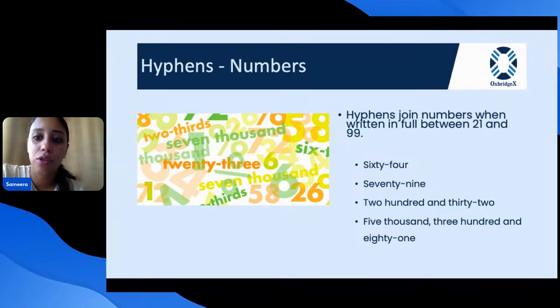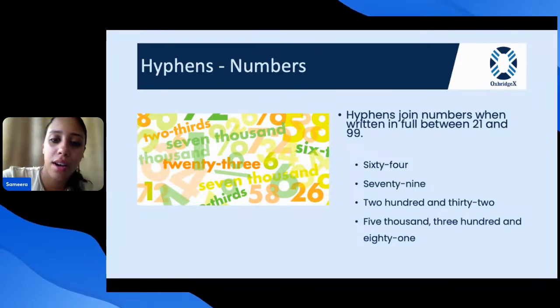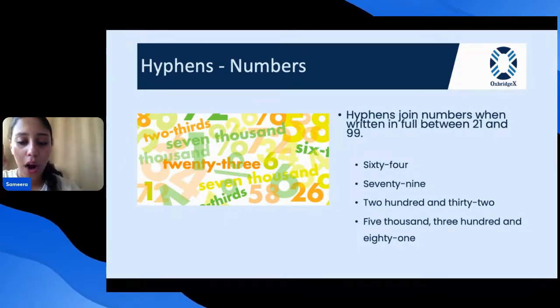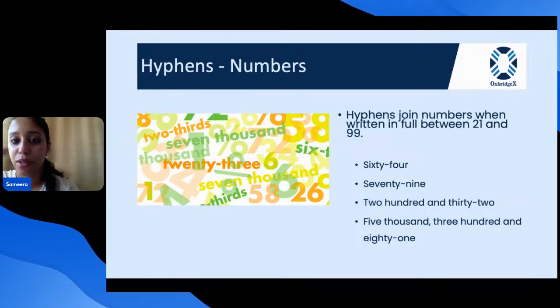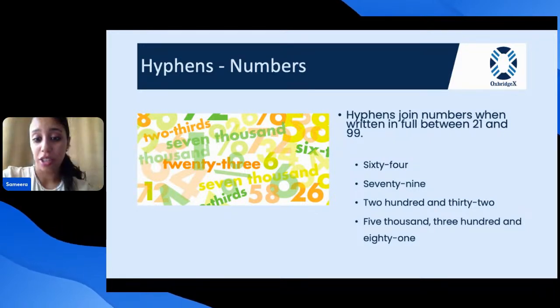Any numbers you're joining between 21 and 99, you do need to join using a hyphen. So 64 is joined up together, 79 as well. 232 or 200 you're not joining up, because it's just numbers between 21 and 99. 500, 5,000, 200, etc.